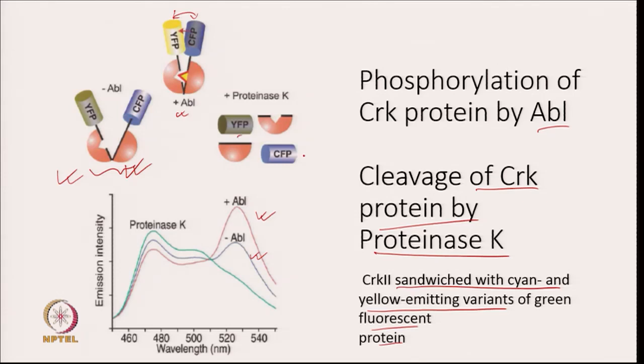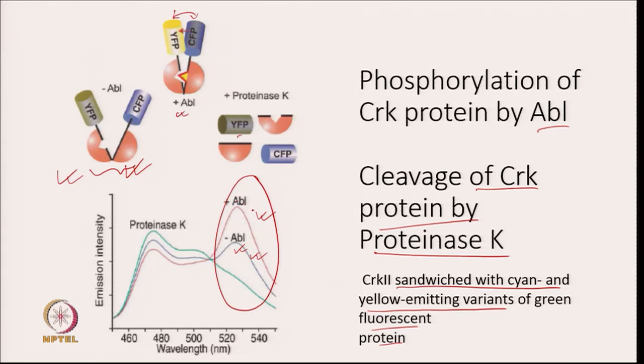In that case, the distance between YFP and CFP is going to be high, and so you expect FRET to be less. What that means is YFP should not show emission, and that's what you are looking at here, if the protein is alone. So this is your fluorescence intensity.